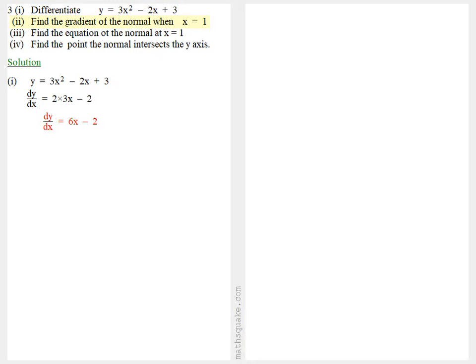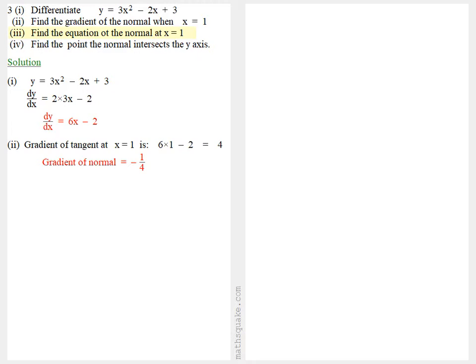In part 2, we're asked to find the gradient of the normal when x equals 1. Now the normal is at right angles to the tangent, so we need to find the gradient of the tangent when x is 1, and that's dy by dx. So that's equal to 6 times 1 minus 2, which is equal to 4. Now to find the gradient of the normal, we take the gradient of the tangent, change the sign in front of it, and take its reciprocal. So we start with 4, and that becomes minus 1/4. The gradient of the normal is minus 1/4.